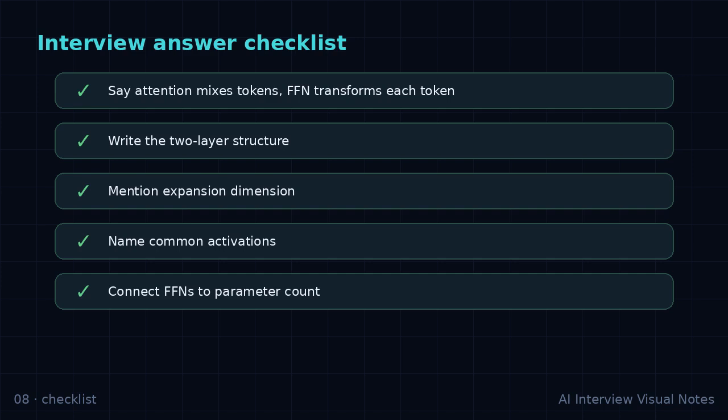Quick recap: feed-forward networks inside transformers, where each token gets nonlinear computation after attention. Use the mental model, define the pieces, give the example, and close with the practical trade-off. That is the answer structure to keep in your head.